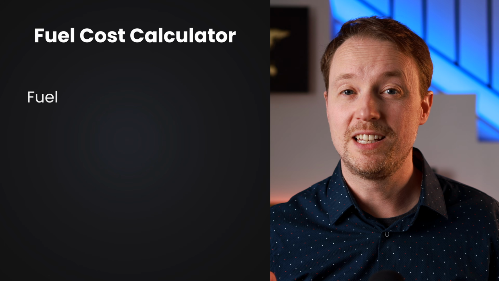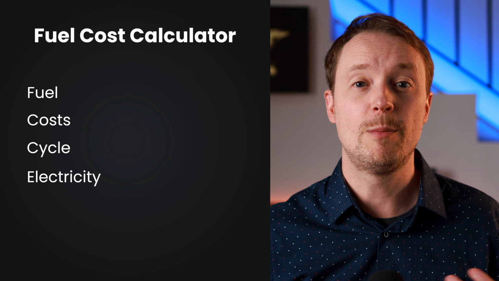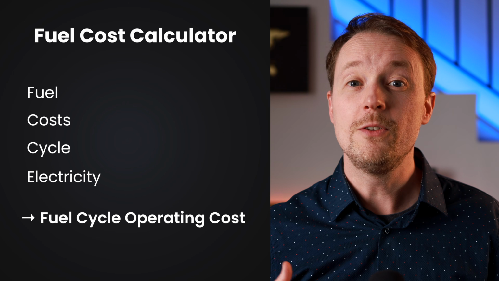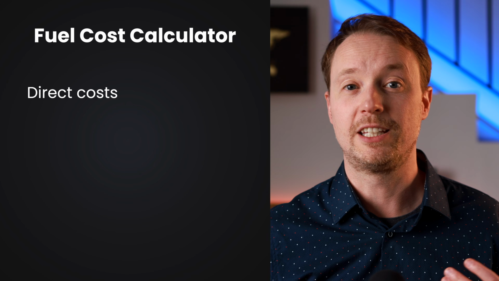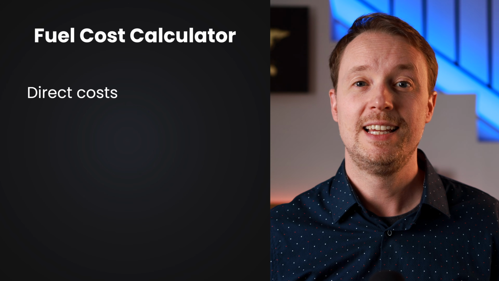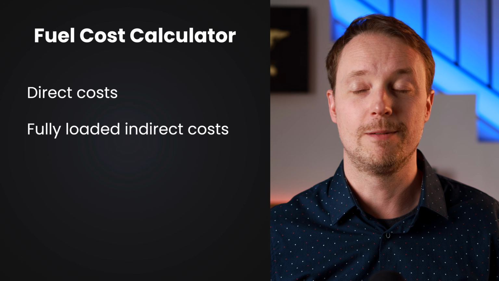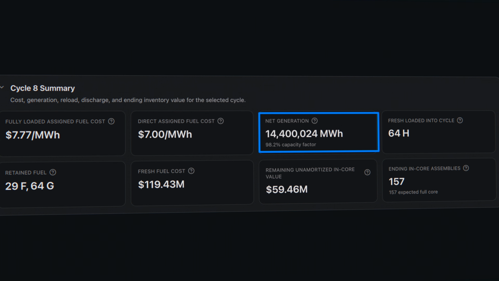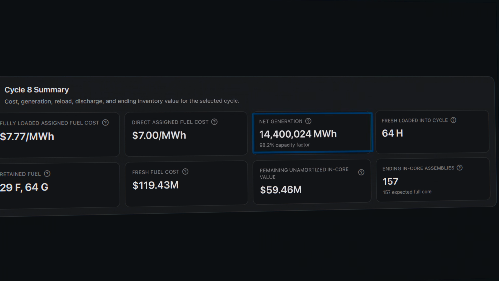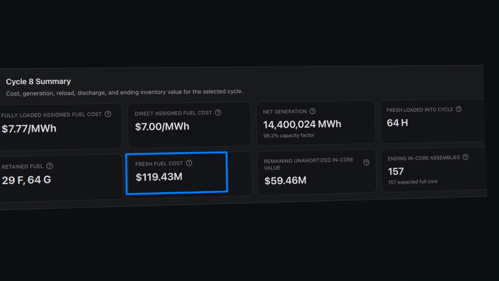The tool then tracks the existing fuel that's in the core, what it cost, and what cycle it's in, along with the electricity generated to come up with a fuel cycle operating cost. So you can see exactly what the allocated cost is from the fuel for that cycle, considering both the direct costs, like uranium enrichment and fabrication, as well as the fully loaded costs with indirect things like shipping, insurance, engineering, or anything else that you'd like to separate out. We also see the amount of electricity generated that cycle, which includes the capacity factor, or how well the plant ran. It also shows the first view we talked about, the fresh fuel cost, because that's still useful for certain contexts.